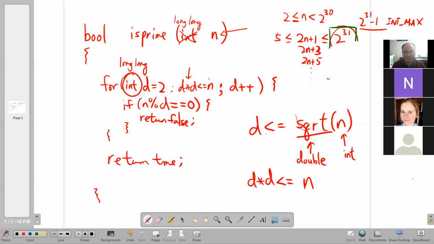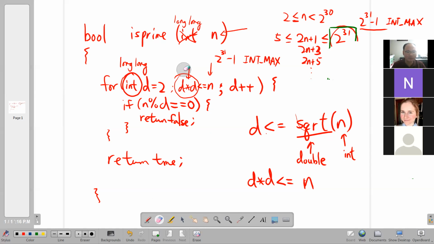And if d is large enough, then d times d can get negative. And then this will always be true. And in particular, if n is 2 to the 31 minus 1, basically the int max, then no matter what value d is, it will always be less than or equal to n, because by definition, int max is the maximum possible integer. So even if d is really big, this will just overflow, give you something negative, and then this will just run forever. And this is what I believe Jenna had with her runtime limits.